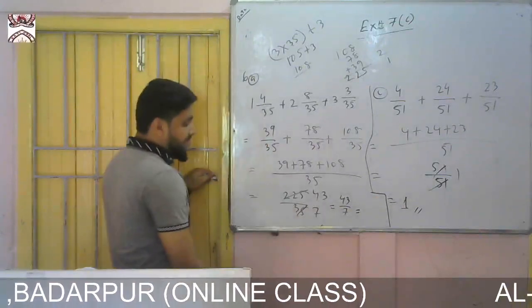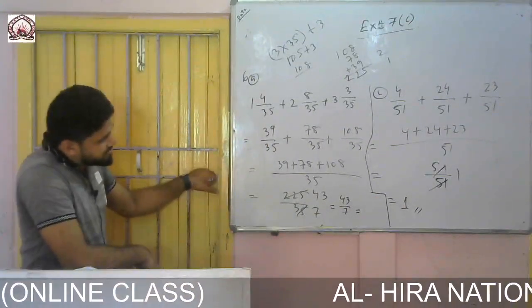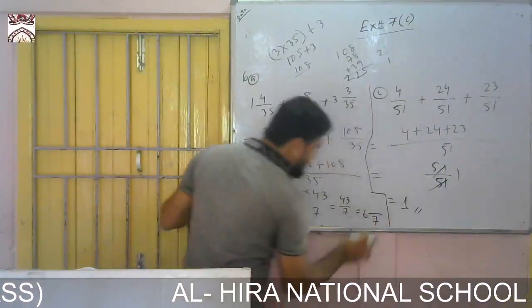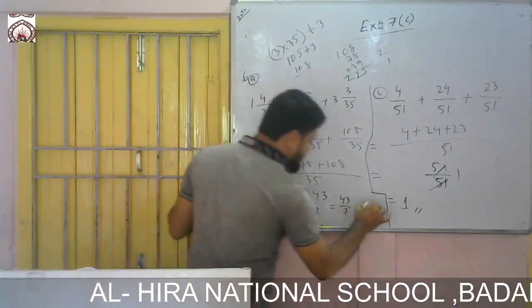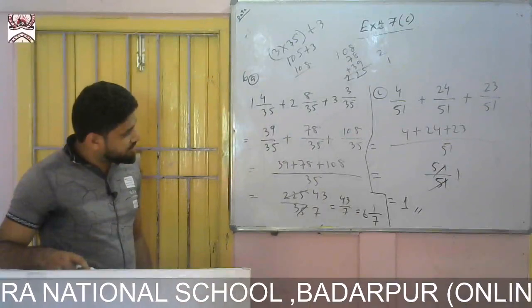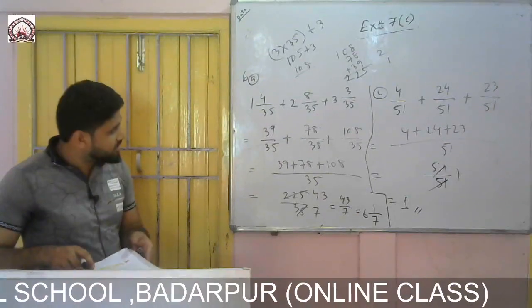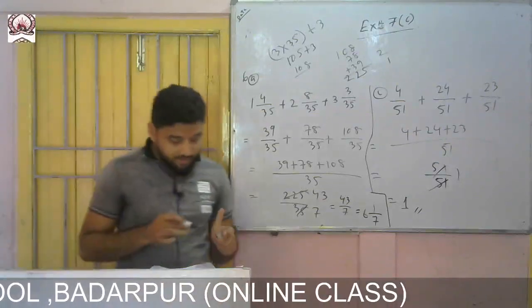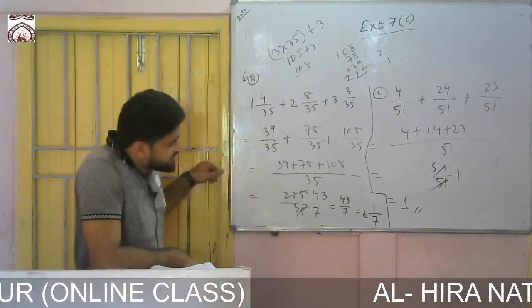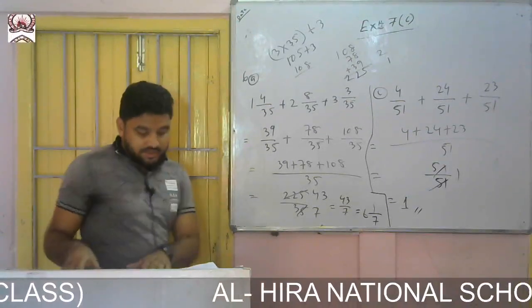So how? Divide. 7 6s are 42, remain 1. So 6 1 by 7. Let me check this answer.